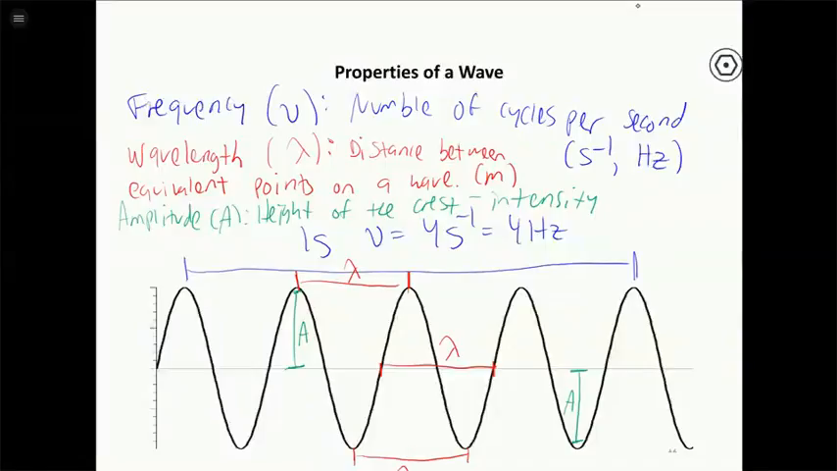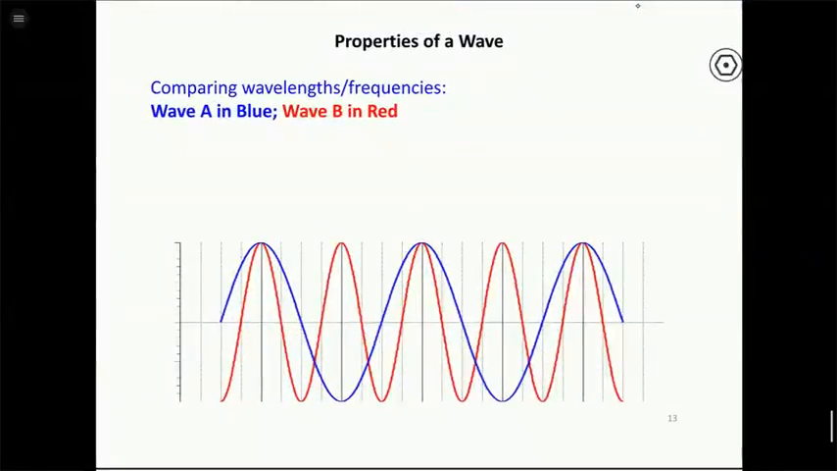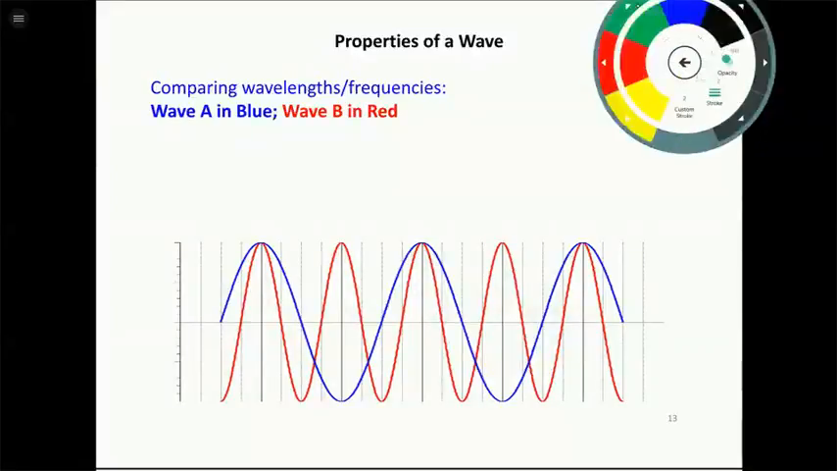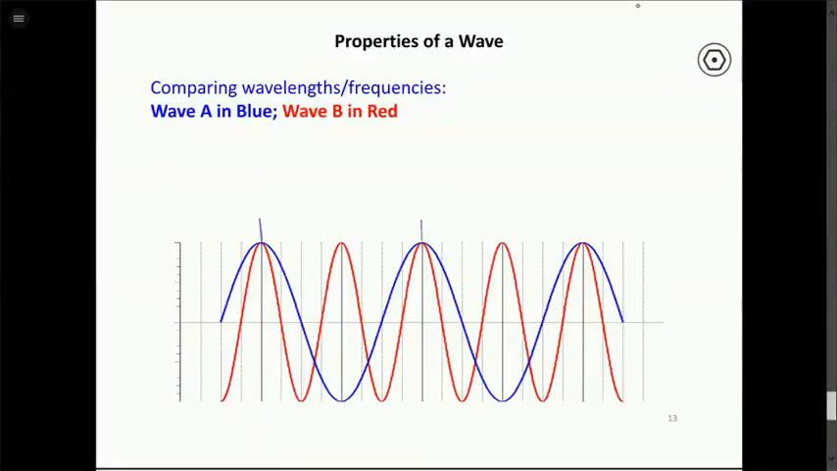Let's take a little bit more detail and just compare two waves to each other now. So if we have two pictures of a wave, how do we compare their properties? So here I have two overlaid waves, A, which I'll have in blue, B, which is in red. And let's compare the wavelengths and the frequencies of these two. All right, so let's look at wave A here. If we go peak to peak, remember lambda, or wavelength, is the distance between two peaks.